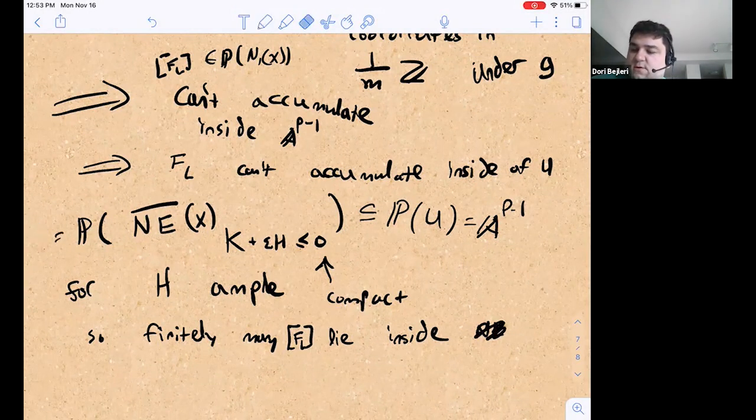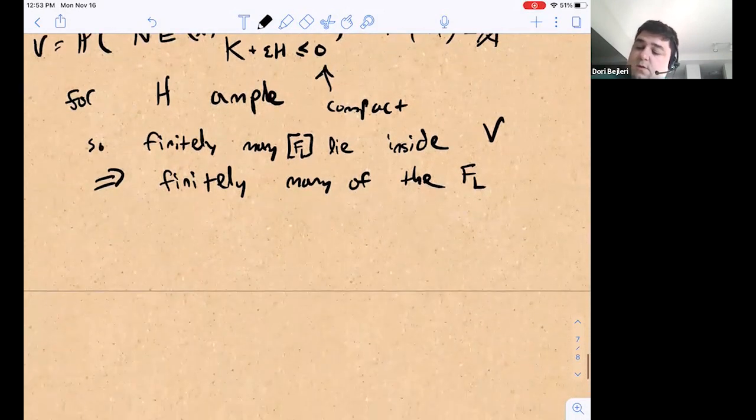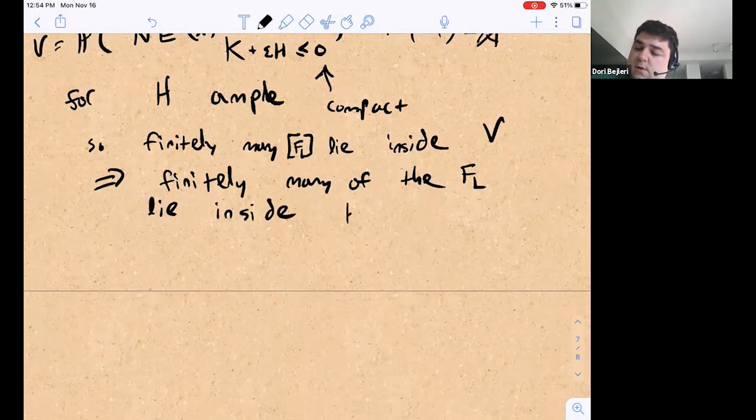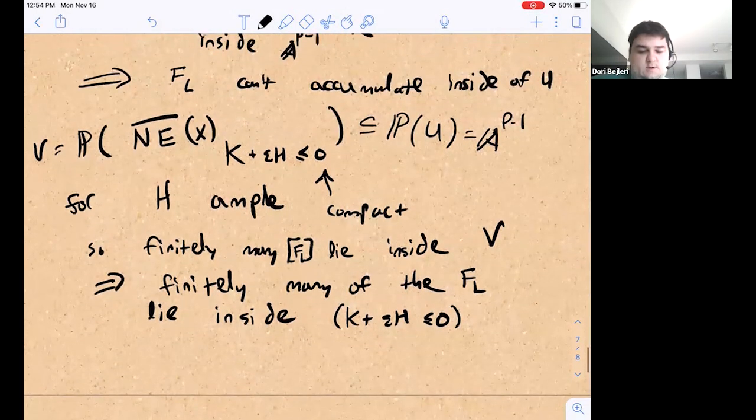K is not a good, let's call it V. Lie inside V. So finitely many rays of the form FL lie inside this half space K plus epsilon H less than or equal to 0, and so in particular, finitely many lie inside of the half space where they're strictly less than 0. Okay.